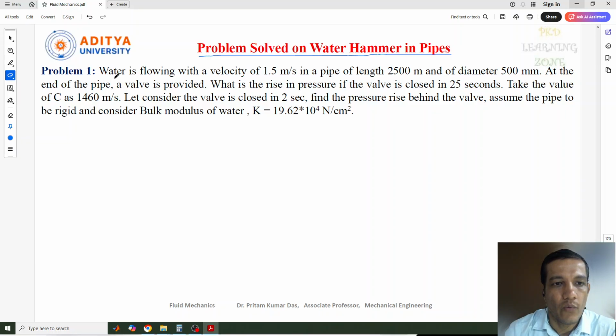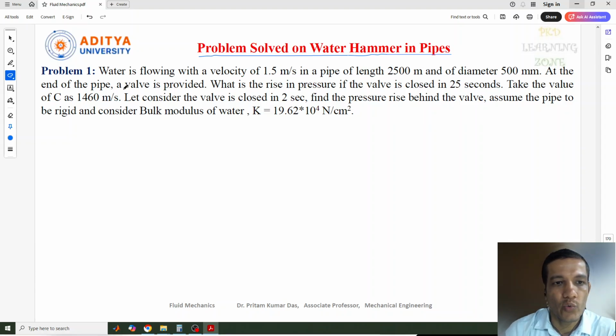So the question given here: water is flowing with a velocity of 1.5 meter per second in a pipe of length 2500 meter and a diameter of 500 millimeter. At the end of the pipe, a valve is provided. What is the rise in pressure if the valve is closed in 25 seconds? And take the value of C equal to 1460 meter per second. Let's consider the valve is closed in 2 seconds. Find the pressure rise behind the valve. Assume the pipe is to be rigid and consider the bulk modulus of water K equal to 19.62 into 10 to the power 4 Newton per centimeter square. So this is the question given.